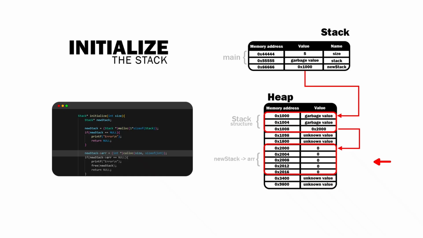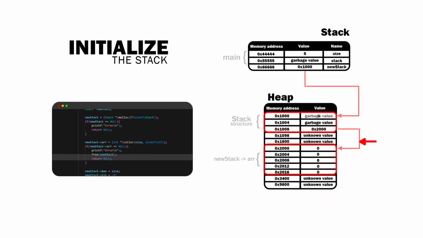Notice that we use calloc instead of malloc to not only allocate memory for size integers, but also to automatically initialize all of them to 0. As before, we validate the memory allocation. If calloc fails, we print an error, and also free the previously allocated newStack structure to prevent memory leaks. A stack structure without a working internal array is useless, so we must clean up properly before exiting.